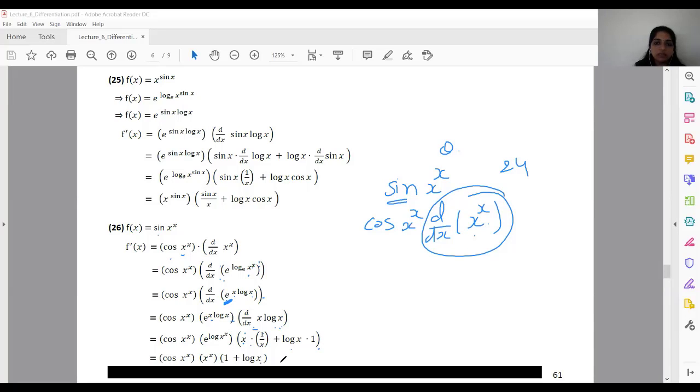So our final answer is cos x raised to x, this one is x raised to x and 1 plus log x. So this is the answer of the given example.